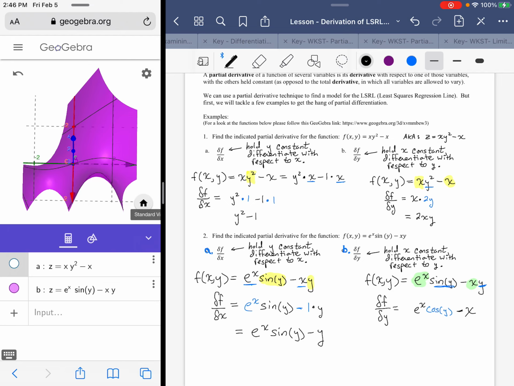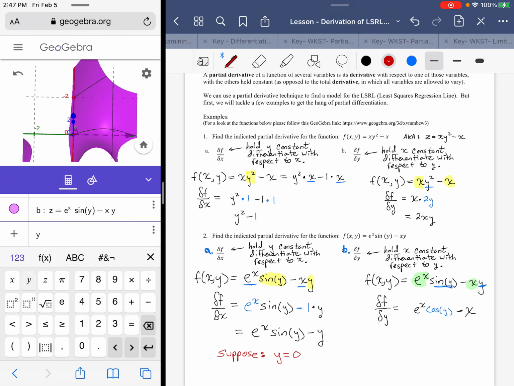Let's say, for example, I'll give you a hypothetical. Suppose, very textbooky. Suppose y is equal to 0. All right, so I can do that. y equals 0. Now that's assuming my GeoGebra is not going to glitch on me, which happens more times than I would like.